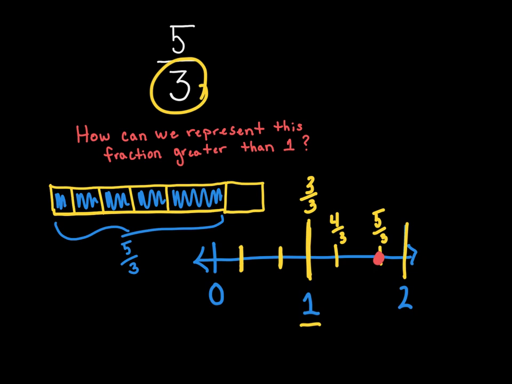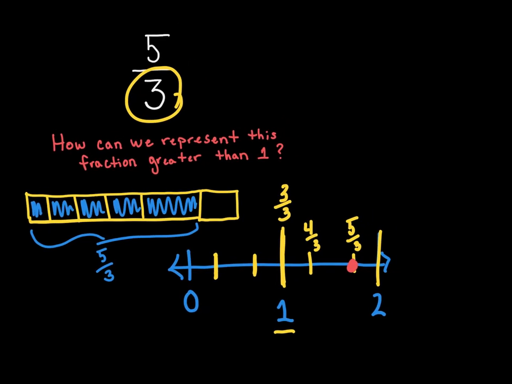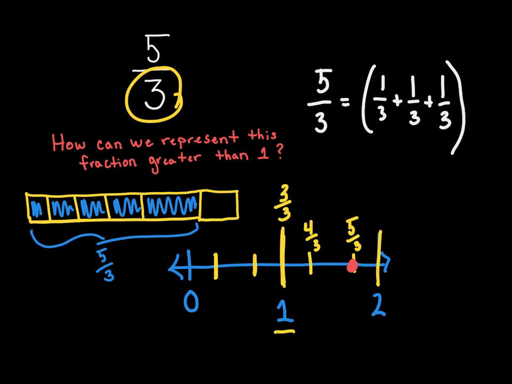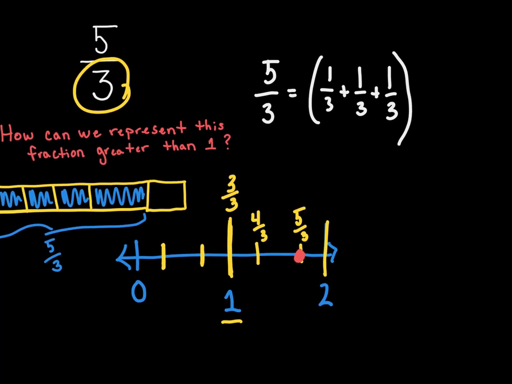So these are different ways of showing 5/3. We could actually now show it as an equation. 5/3 is equal to 1/3 plus 1/3 plus 1/3. That would give us 3/3. That would be a whole. And then we can add on the extra 2/3 to give us 5/3.